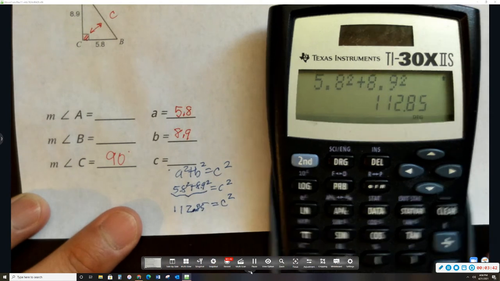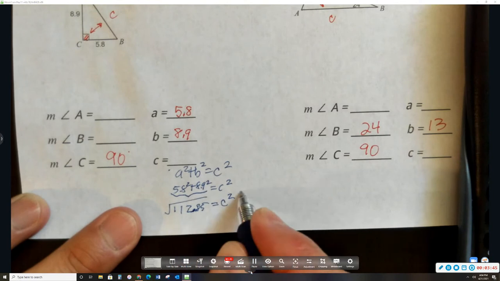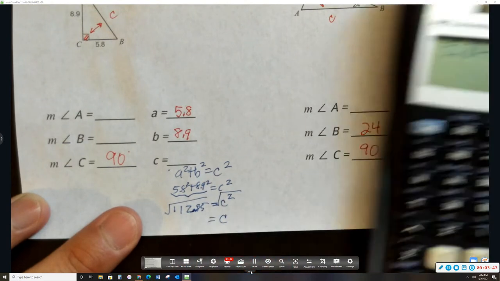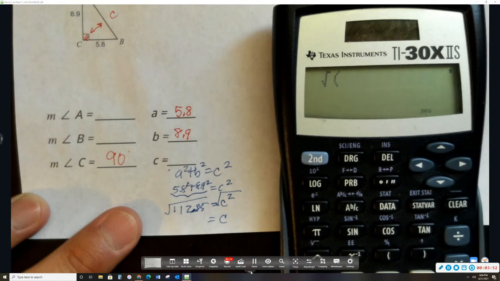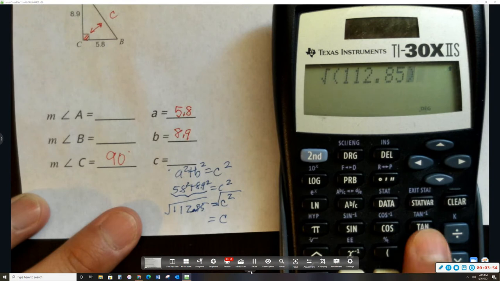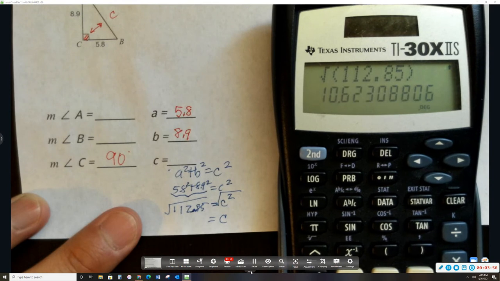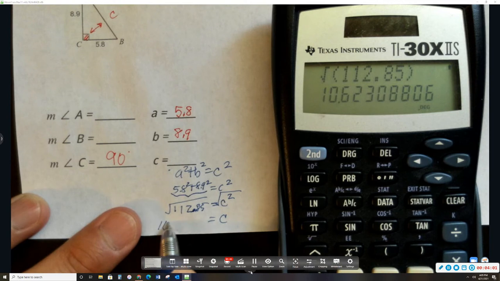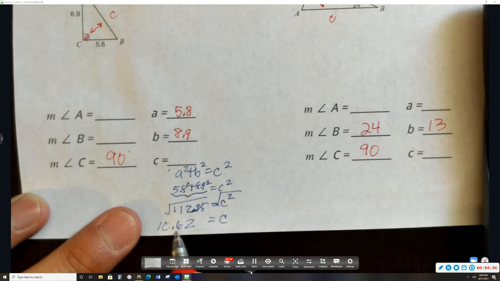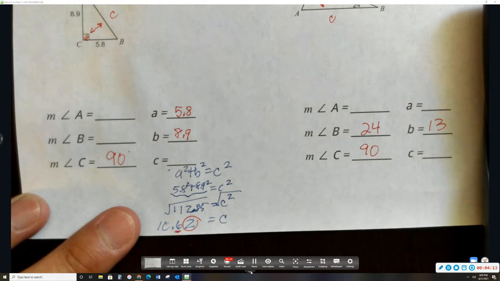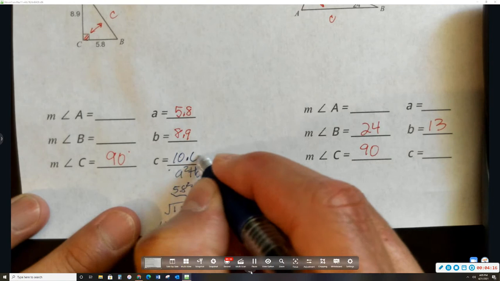Okay, and then remember the last thing we need to do is take the square root of both sides. So we have C equals, and then type in square root 112.85, close the parentheses, 10.6. Okay, 10.62. Again, I'll do that rounding thing with you guys. So this is the number we round to. Because that is less than 5, I'm not rounding it. It's going to stay at 10.6. It's not bumping it up.